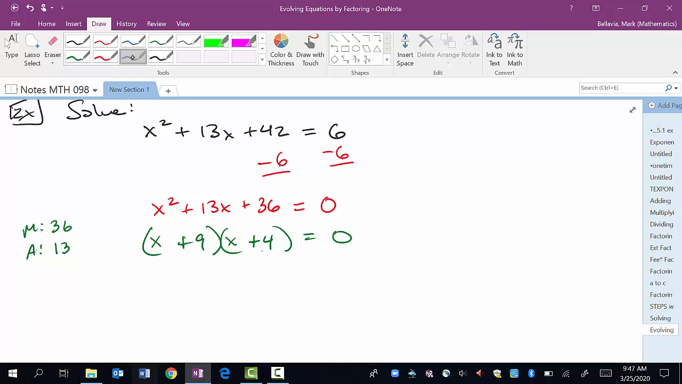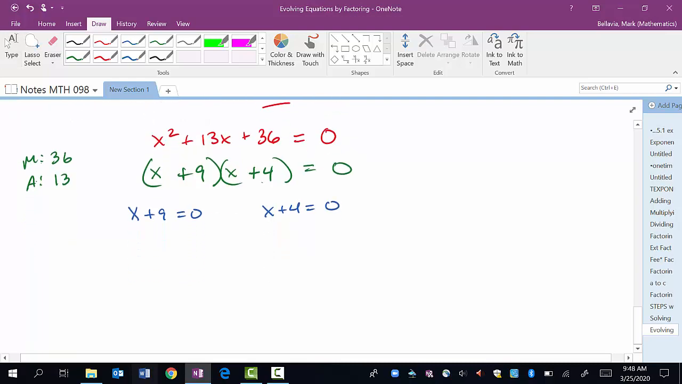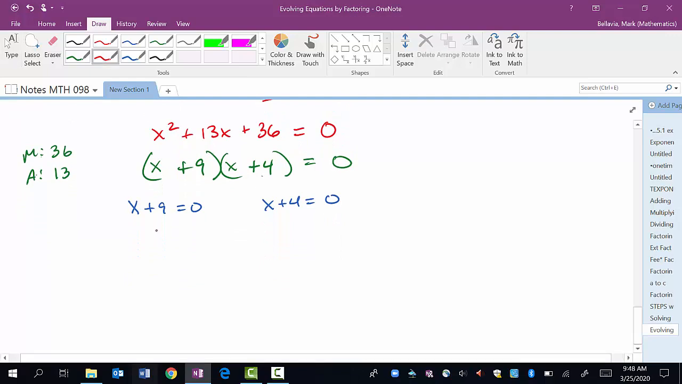So looking at this, I take each of my factors, right? Things that are being multiplied together equal to 0, and I set each of them individually equal to 0. That's what the 0 factor property tells me. So I can set x plus 9 equals 0. Or I've got x plus 4 equals 0, right? So each factor equal to 0. And when you do that, now you're ready to solve each of these individual equations.